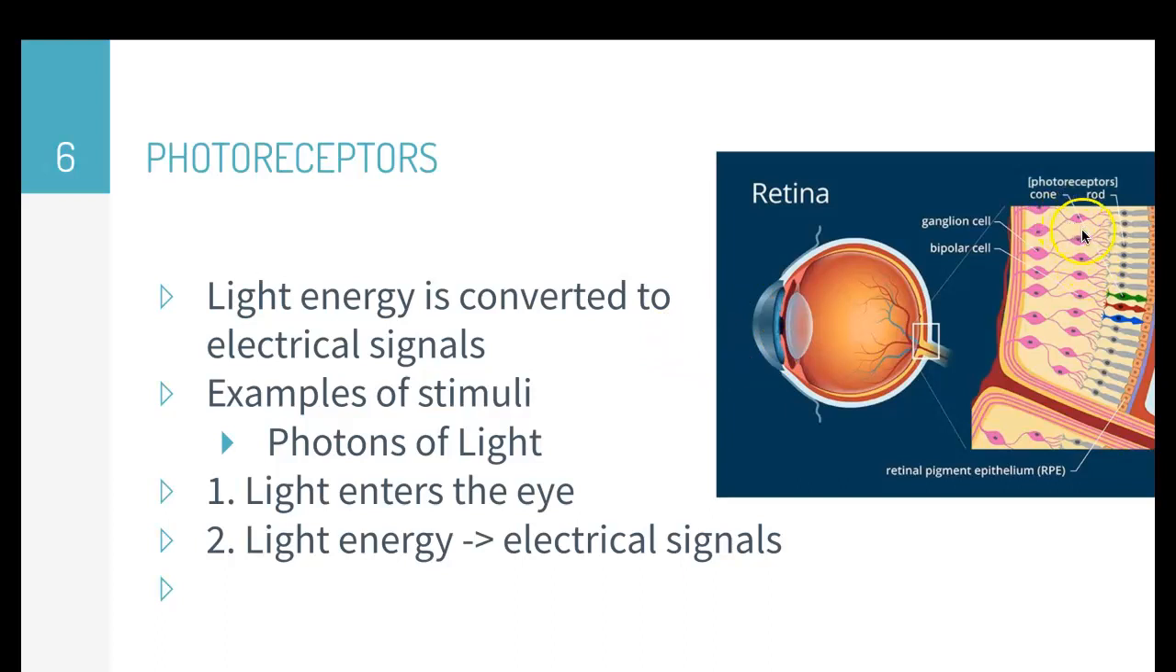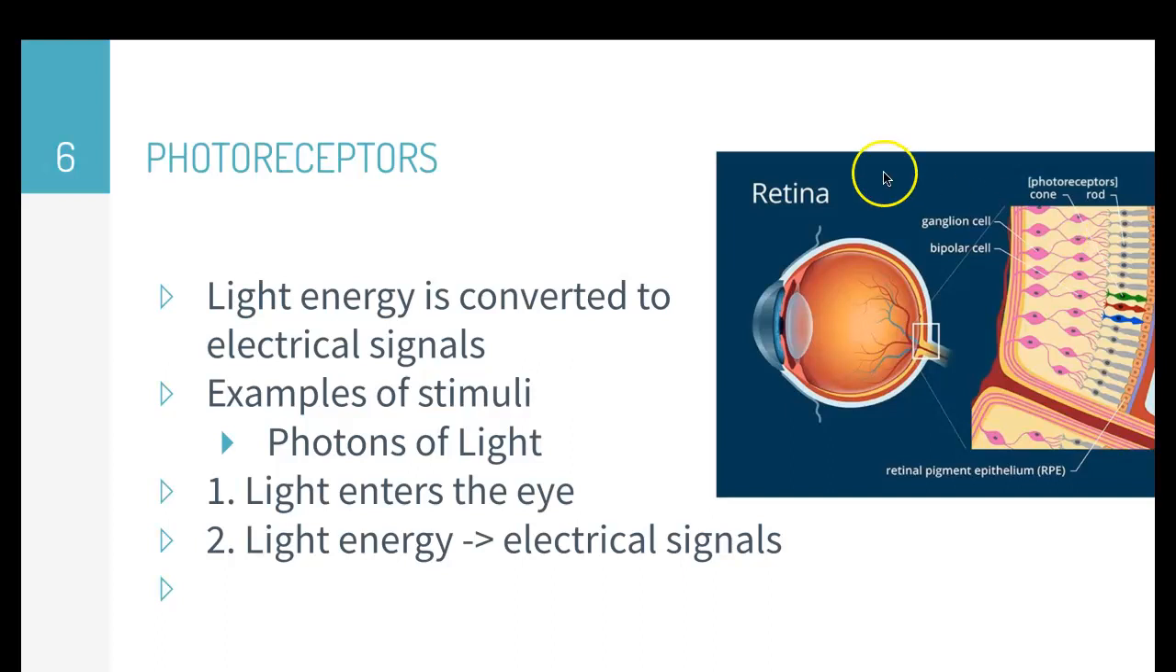We have cones and rods as photoreceptors, and rods let us see in dim light, so that's why you're able to get up in the middle of the night and make your way out the door and into the bathroom. Like, you're able to see thanks to rods. And cones allow us to see in daylight with color.